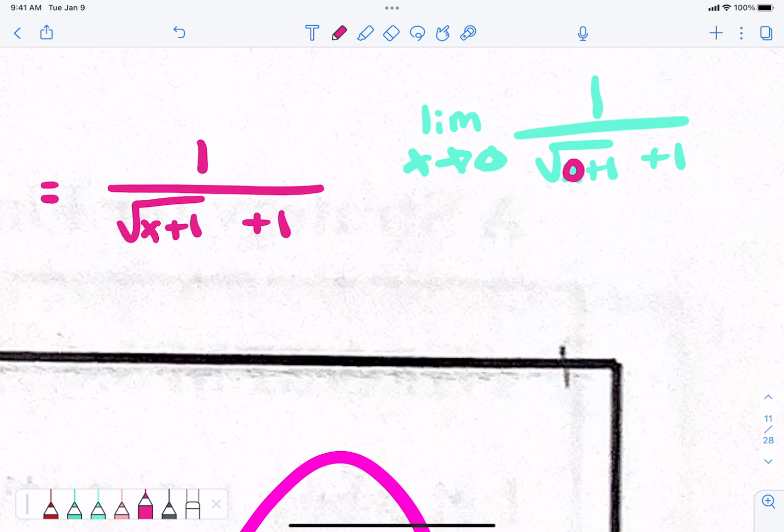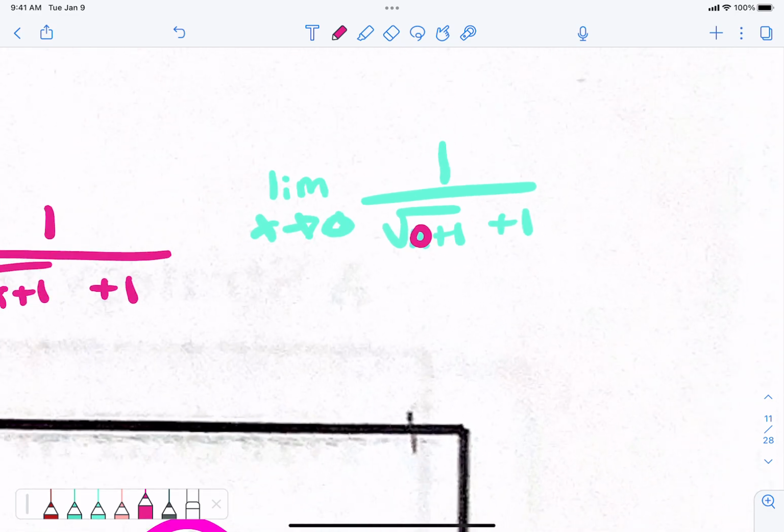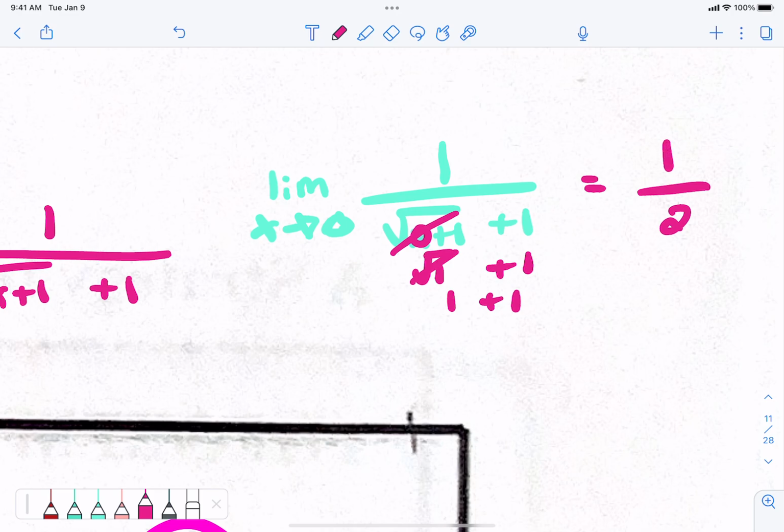Like the square root of 0 plus 1. This is the square root of 1, plus 1. Well, the square root of 1 is just 1, plus 1. So I get 2 on the bottom. So the limit will be 1/2 when you plug it in, right?